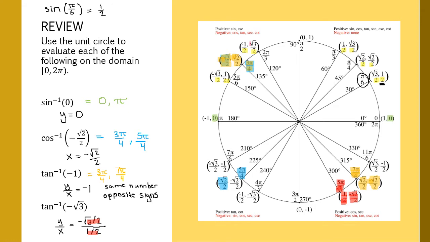Alternatively, we could have the y value be positive and let the negative sign come from the x coordinate being negative. So that would give us a second option of 2π/3. So the angles that give us a tangent of -√3 are 2π/3 and 5π/3.